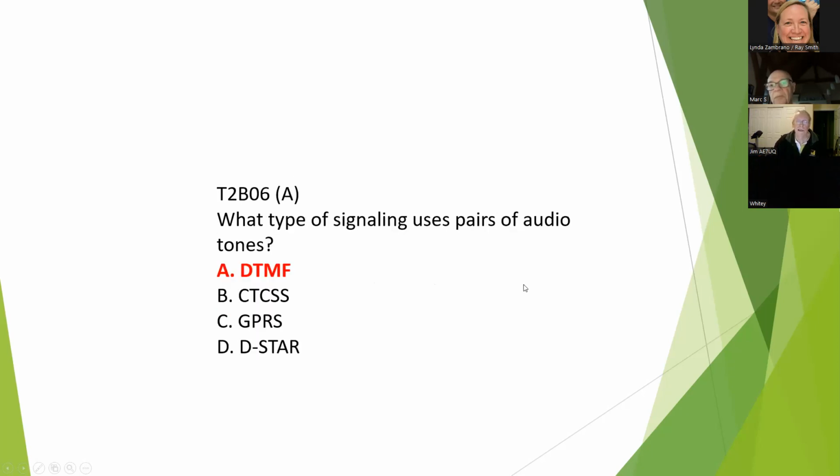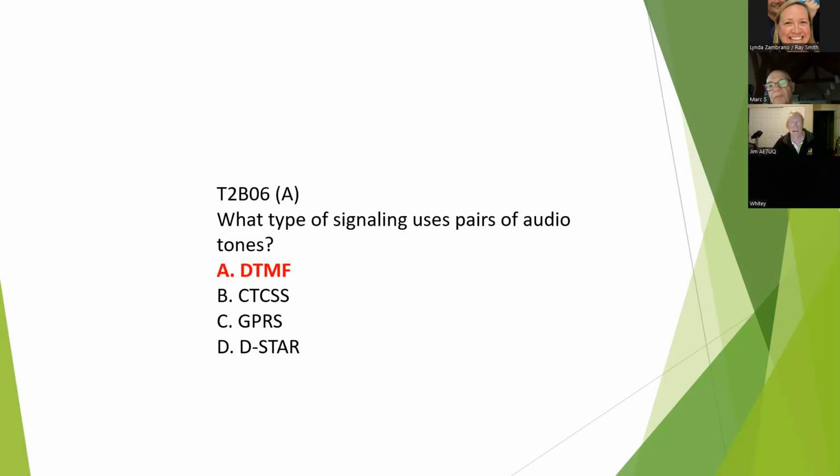What type of signaling uses pairs of audio tones? That's DTMF. I'm terrible at remembering what the letters stand for at my age. Dual-tone multi-frequency or something like that, but it's dual tone.